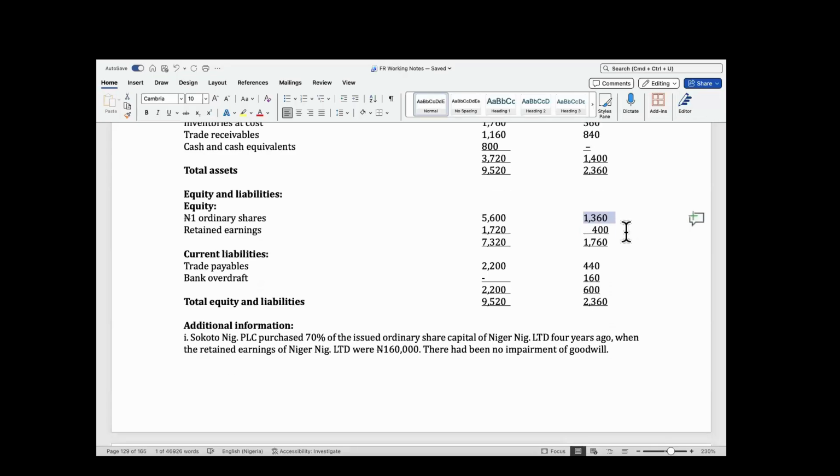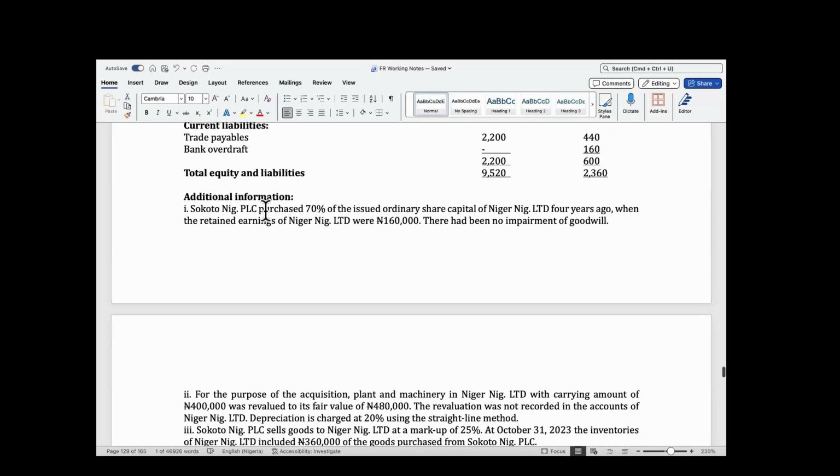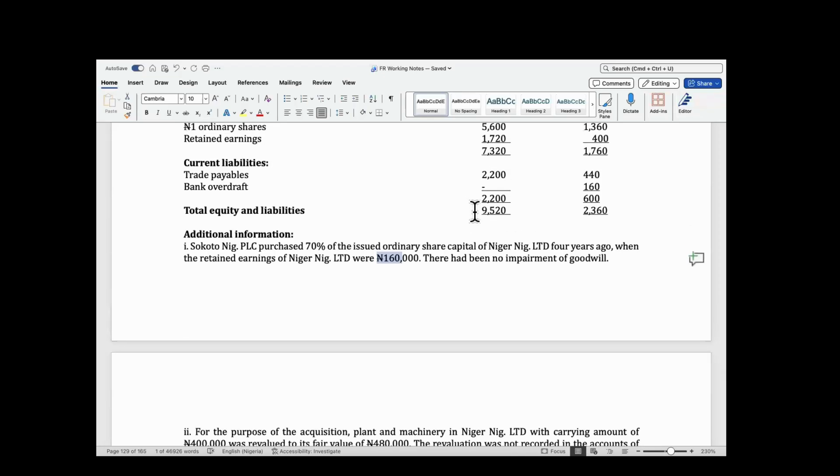Now, in order to have more insights, we'll look at the additional information. Here, we're told that Sokoto Nigerian PLC purchased 70% of the issued ordinary shares of Niger Limited 4 years ago, when the retained earnings of Niger Limited were 160,000. There had been no impairment of goodwill. This note 1 basically focuses on determining the holding of Sokoto in Niger. And also, we're told the pre-acquisition retained earnings.